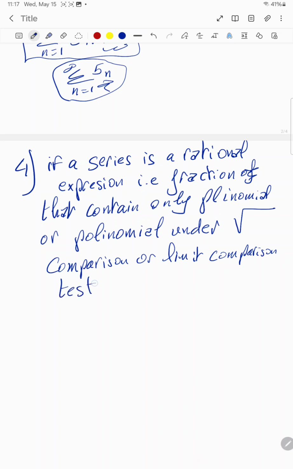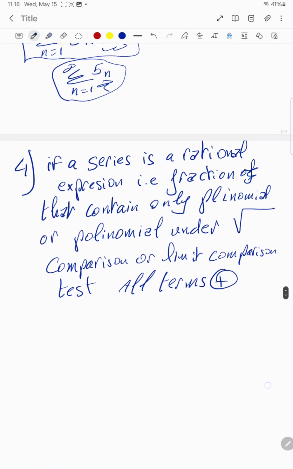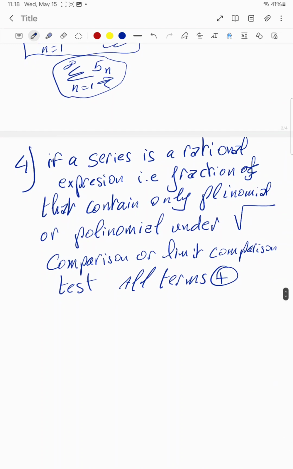But we have to be careful. All the terms of the series need to be positive. That means if I have, let's say, 2x squared plus 3x plus 4x, I don't have any negative in my polynomial. All the terms need to be positive, and the series is a rational expression, like a fraction. Then we do the comparison or the limit comparison test.